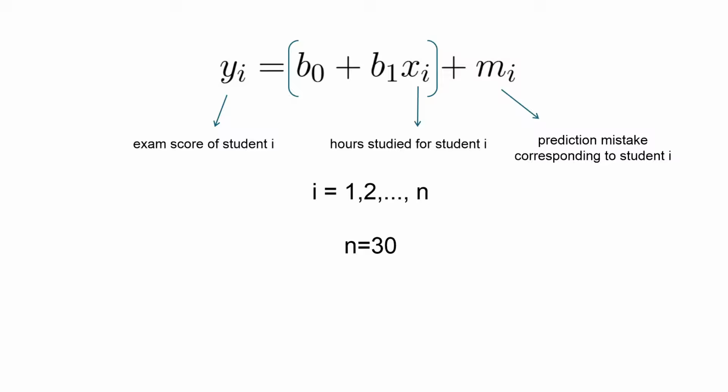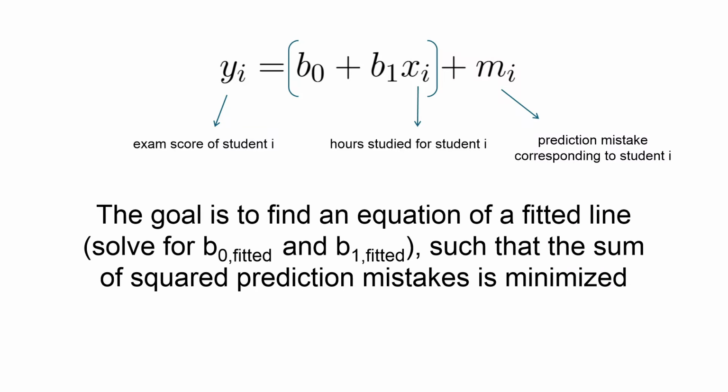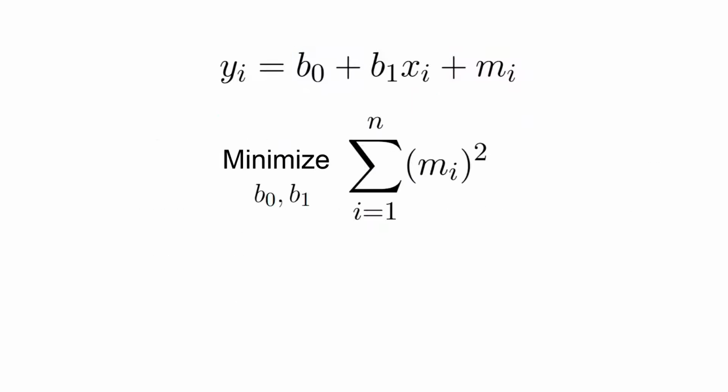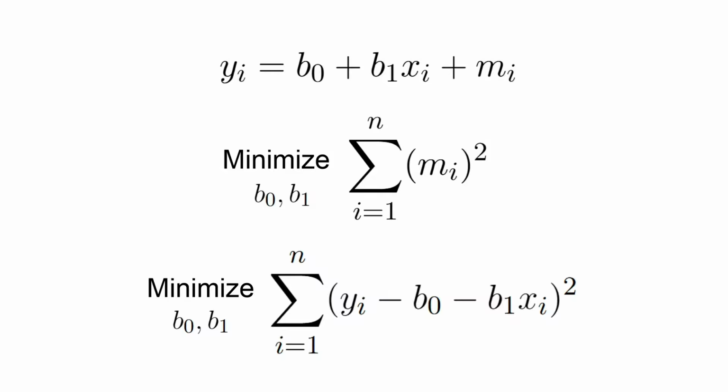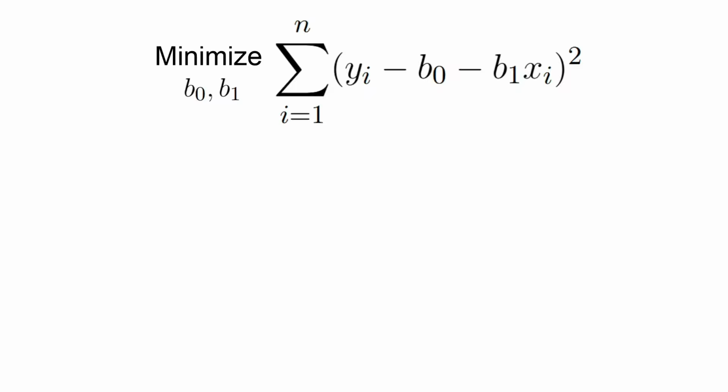Now, given our 30 data points, the goal is to find an equation of a fitted line, or solve for b0 and b1 of a fitted line, such that the sum of square prediction mistakes is minimized. So what that means is that we're going to be minimizing this term with respect to b0 and b1. And by looking at this equation, we know that the minimization problem is the same as this minimization problem at the bottom. Okay, then now I'm going to bring up the problem to the top, and in order to find the minimum, we have to differentiate the term using b0 and b1 and set them equal to 0.